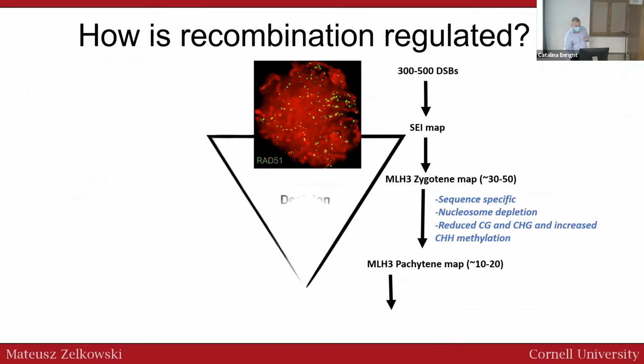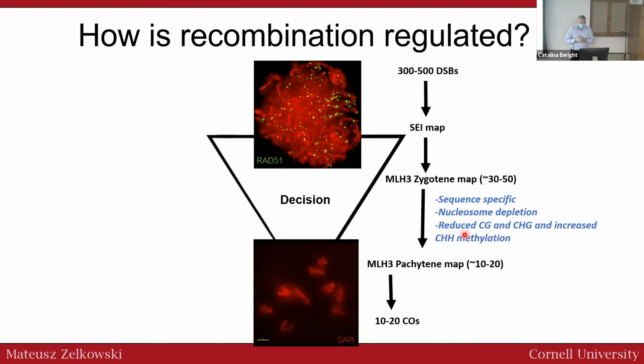Then how meiosis is regulated. We have from 300 to 500 DSBs. Then later on, we have the resection map, which we are also working on. Then we have the zygotene map of MLH3, where we have the 3050. And then we have the transition for the specific sequence.